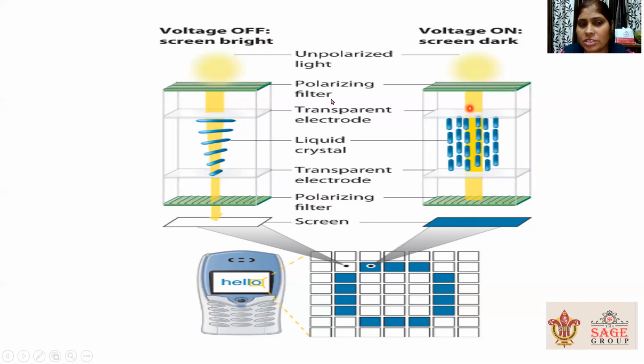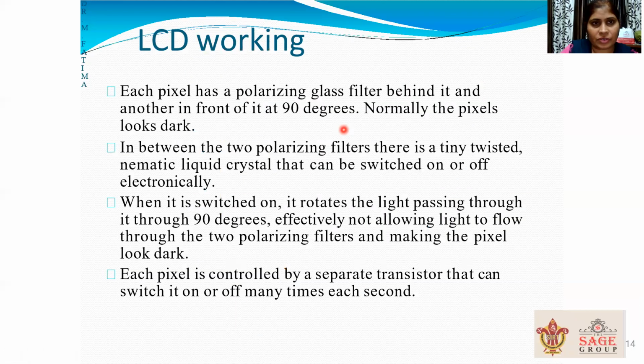But when the voltage is provided to the electrodes, then the molecules of this liquid crystal are aligned in a particular fashion. So when the light passes through this, the light will not be able to pass through this liquid crystal, and light will not cross this polarizer. So the screen will be dark here. So if voltage is not provided, if the voltage is off, the screen is bright. If voltage is on, the screen is dark. So this is an example of the LCD mobile screen, how the LCD material is used to display the images.